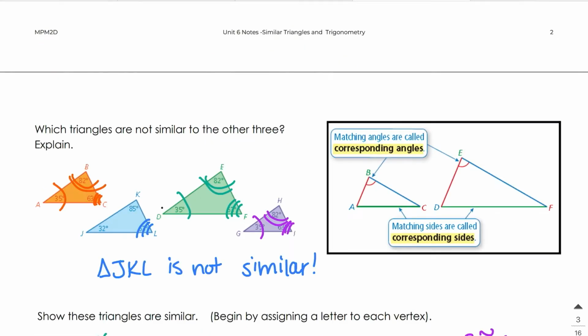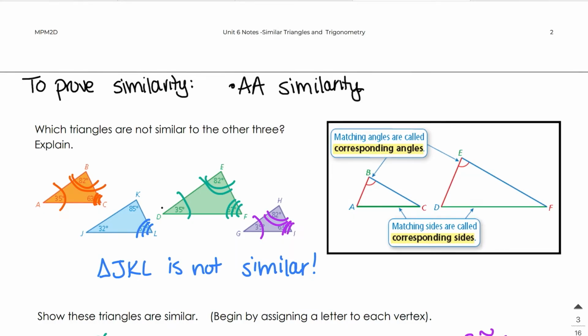So I want you to write up here that there are a couple of ways that we can use to prove similar triangles. There are 3 different ways, but I'm only going to talk about 2. So to prove similarity, we have angle-angle similarity. Here, AA means angle, angle. Or we could also do side-side-side similarity.